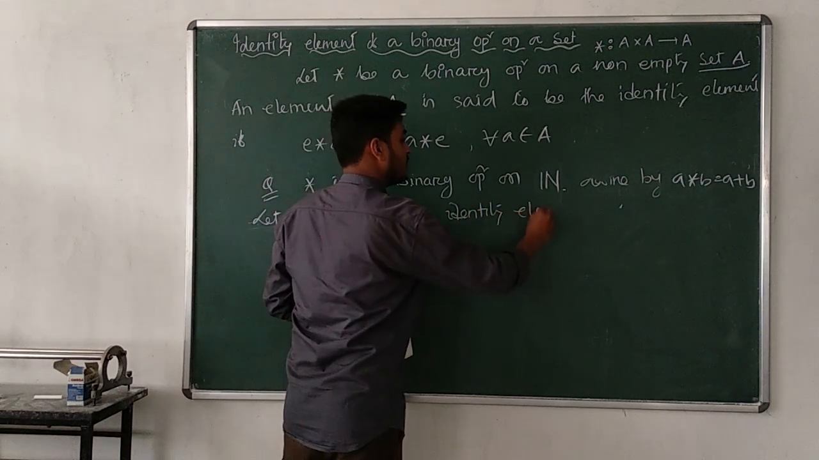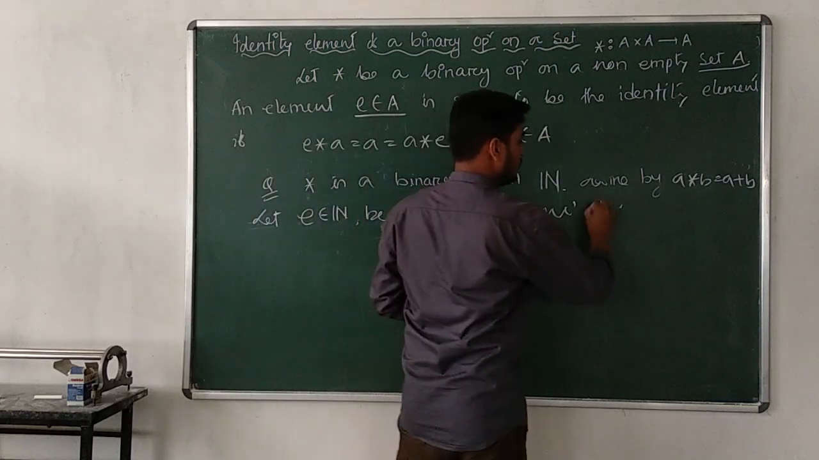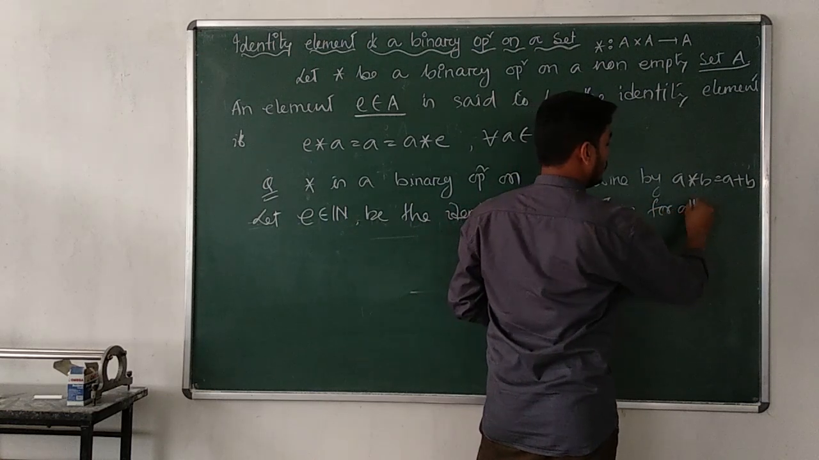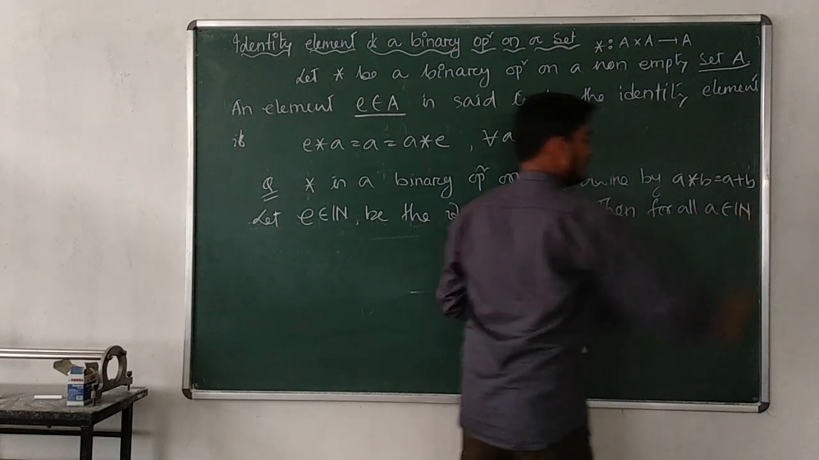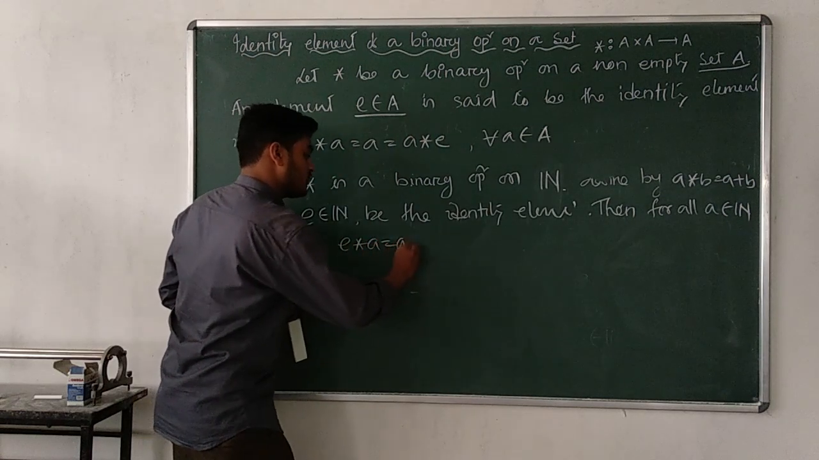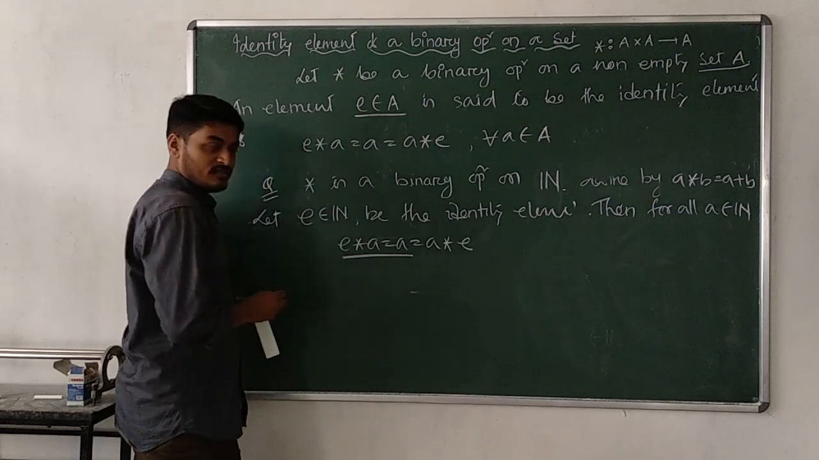Identity. Is it clear? Identity element. Then, since the statement holds for all a belonging to natural numbers, for any natural number, e star a must be equal to a star e. Now we are going to solve this.